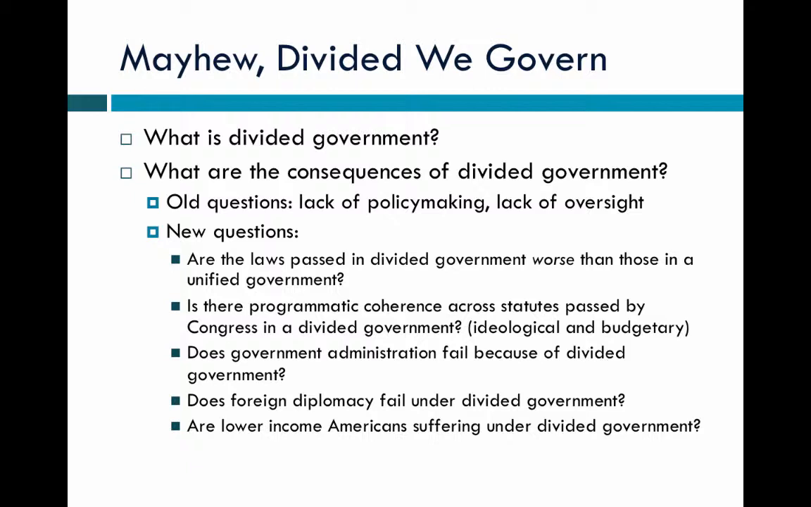The final question is, are lower-income Americans suffering under divided government? And he points to the fact that we might think of the New Deal or the Great Society as evidence that you need single-party control of all 3 of those entities. But he says that outside of those 2 major programs, there's not evidence to support this claim. So overall, what Mayhew is talking about is that we actually have learned to govern ourselves when we have divided government. So those are 2 of the 3 readings this week.